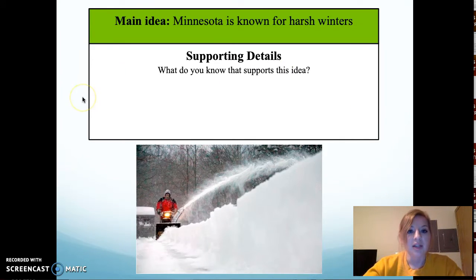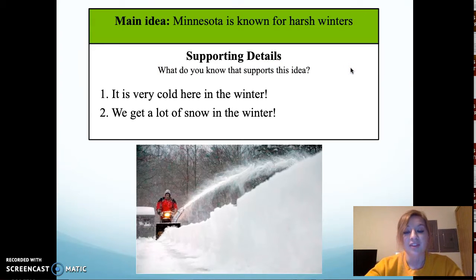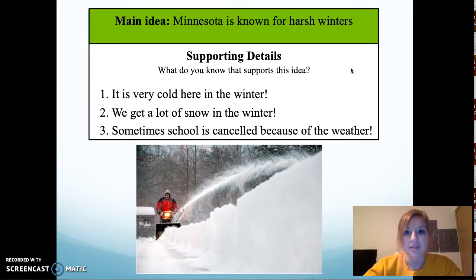This is the example I will go over. Minnesota is known for harsh winters. What do I know that supports this idea? I know that it is very cold here in the winter. I know that we get a lot of snow in the winter. And I know that school is sometimes canceled because of the weather. So all of these things are details that support my main idea. Minnesota is known for harsh winters.